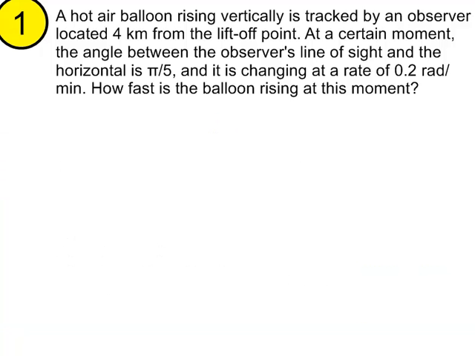Let's proceed. We have a hot air balloon rising vertically, and it's being tracked by an observer 4 kilometers away from the liftoff point. At a certain point in time, the angle between the observer's line of sight and the horizontal is pi over 5. And that angle is changing at 0.2 radian per minute. How fast is the balloon rising at this moment?